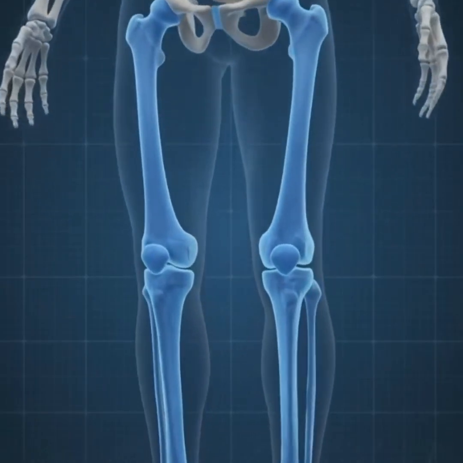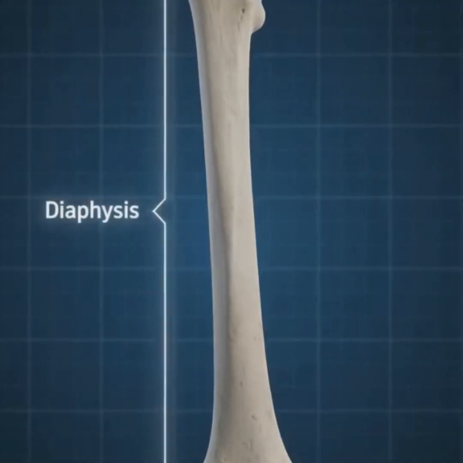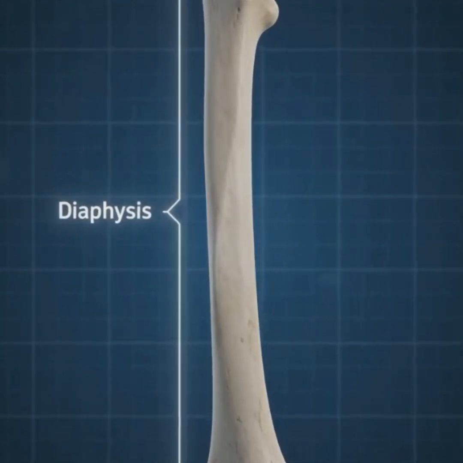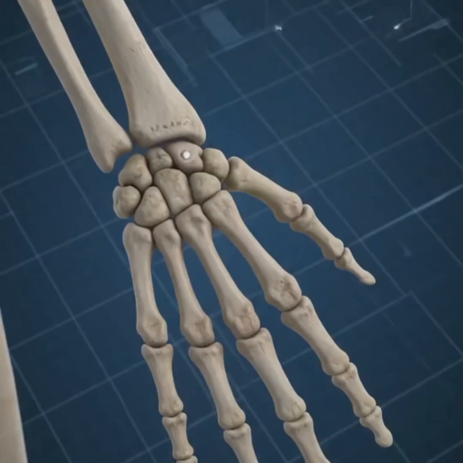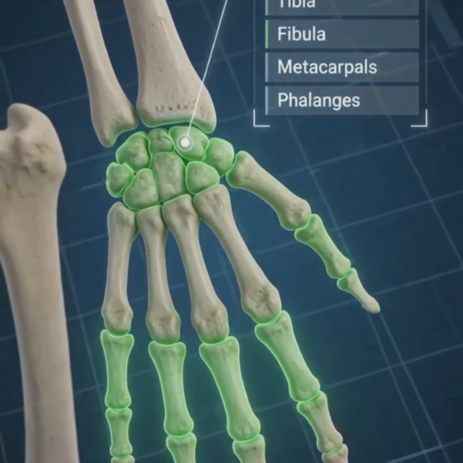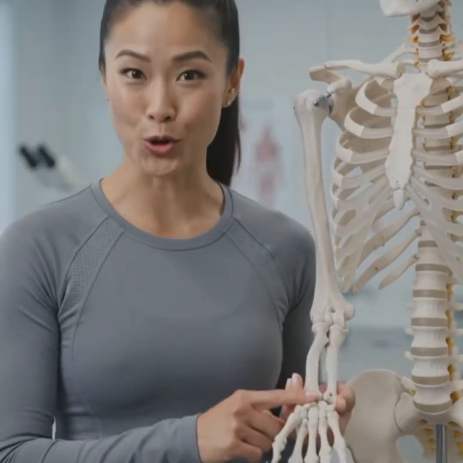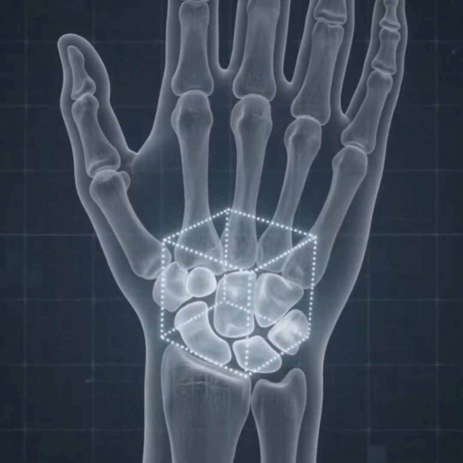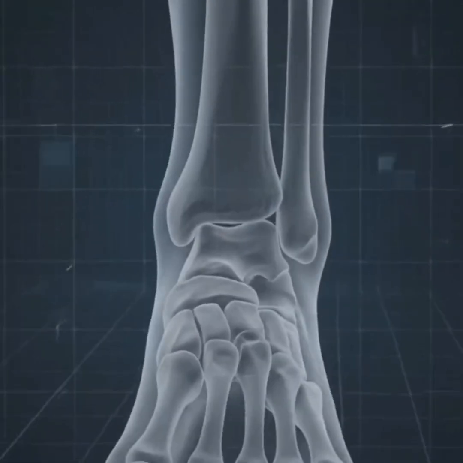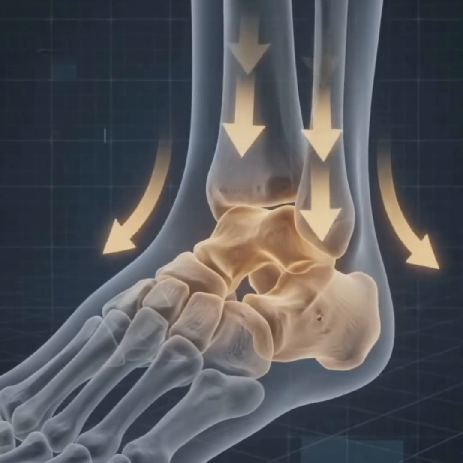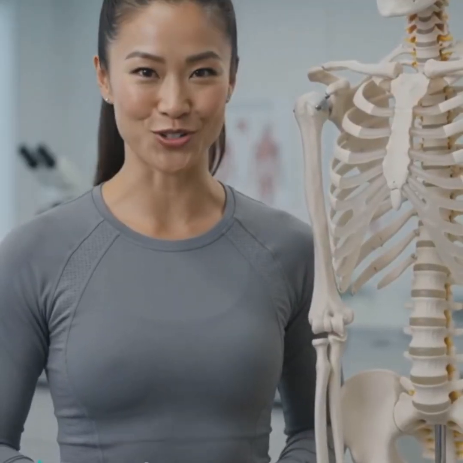Long bones are defined by a length that exceeds their width. They consist of a cylindrical shaft and two rounded ends. Their primary function is to act as levers for movement. Examples include the femur, tibia, and phalanges. Let's talk about short bones. They are cube-shaped, providing stability with limited motion. Think of your carpals and tarsals.